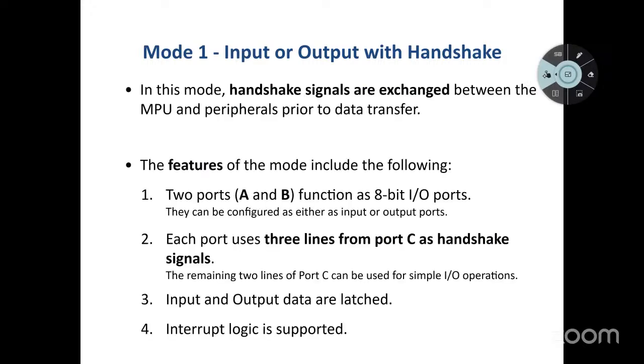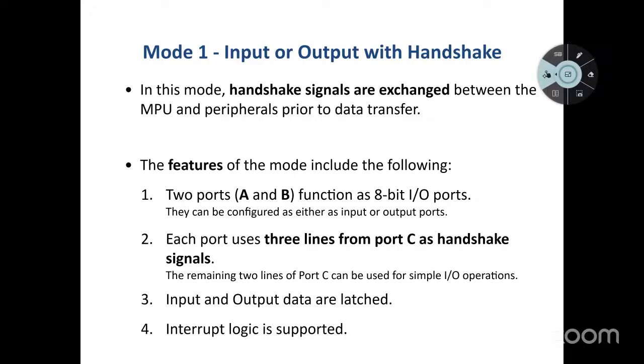Next is mode 1. The 2 ports A and B function as 8-bit IO ports, and the port C lines are used for handshake signals. Each port uses 3 lines from port C as handshake signals. Handshake signals are whether the data was transmitted or received.